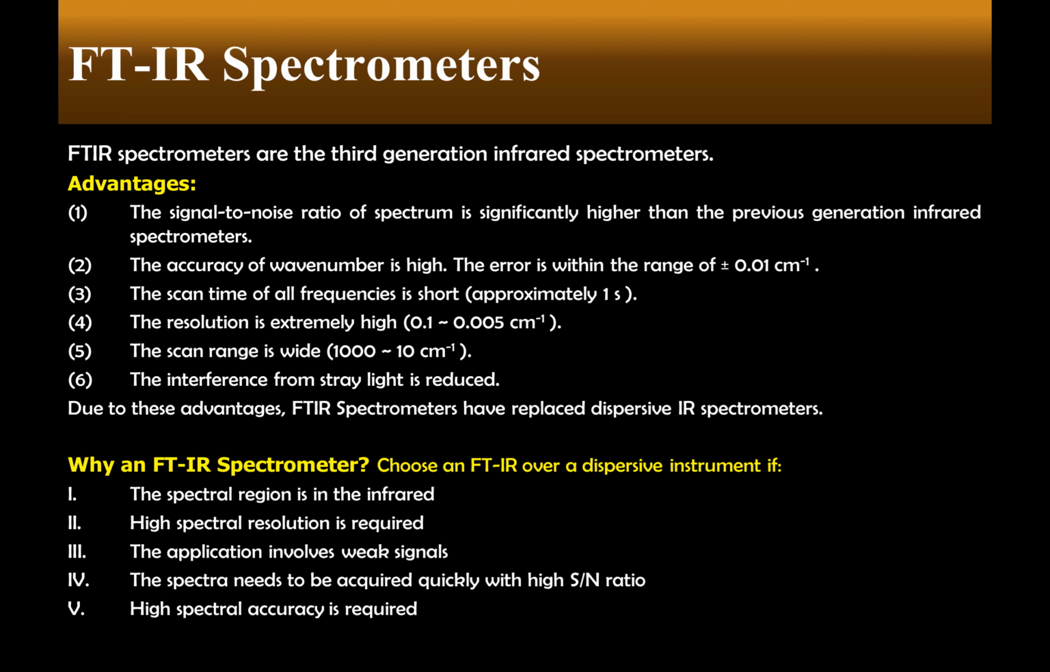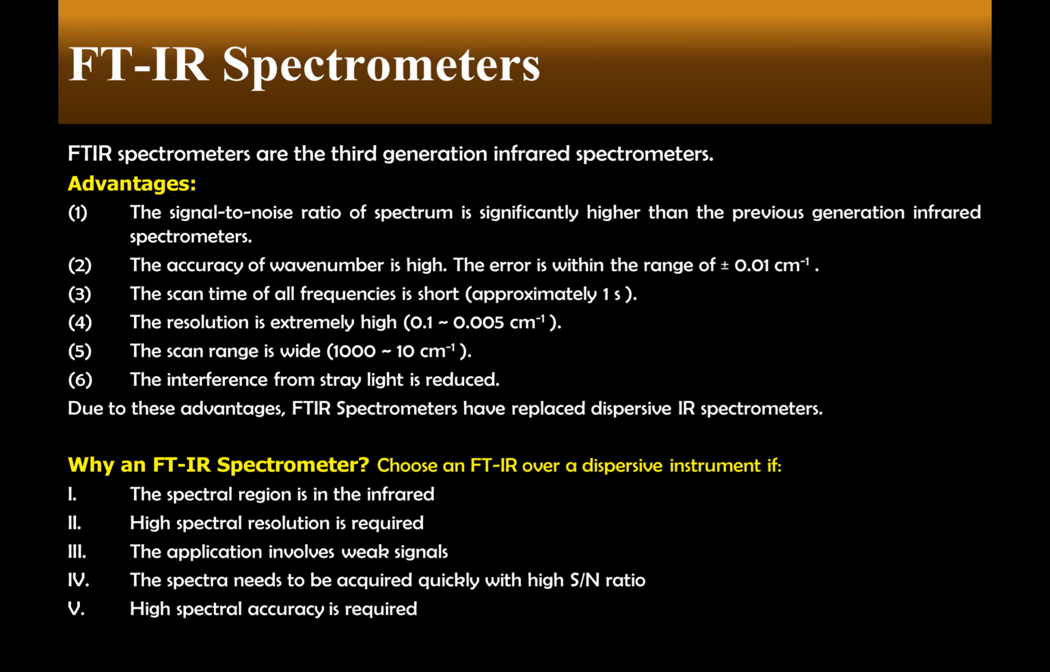The resolution is extremely high, 0.1 to 0.005 centimeter inverse. The scan range is wide, that is 1000 to 10 centimeter inverse, and the interference from stray light is highly reduced. And due to all these advantages, FTIR spectrophotometers have replaced the traditional dispersive IR spectrophotometers.